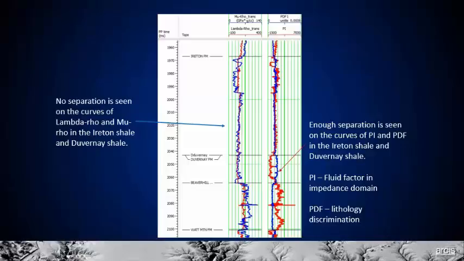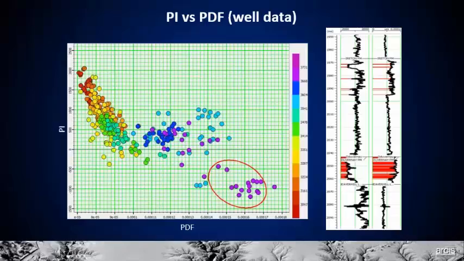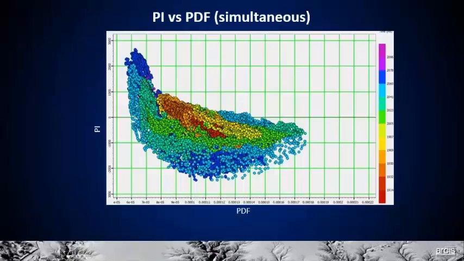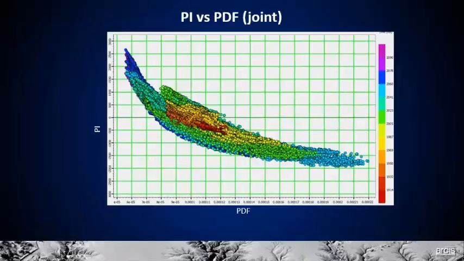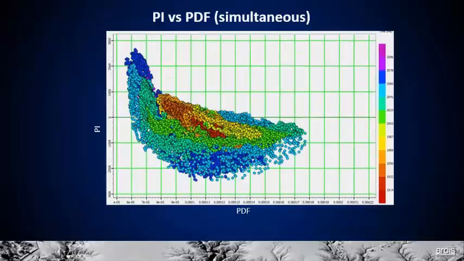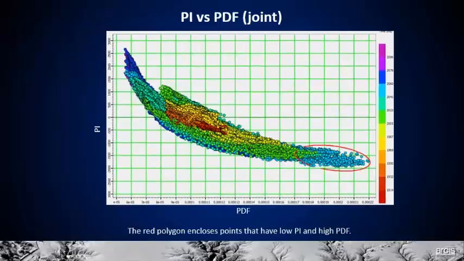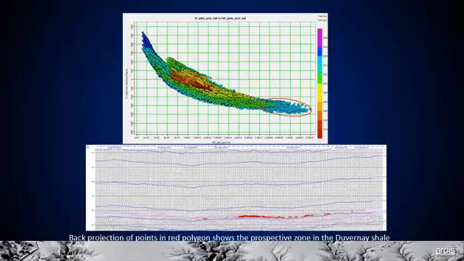So in that sense, we are putting it to this application where we have the PI and the PDF. On this cross plot, this is the high PDF, which should result in a better lithology, and that is coming from the Duvernay interval. Similarly, on the real data, simultaneous inversion, PI and PDF, this is the kind of cluster we are getting. From joint inversion, you look at how the trend changes. From here we come here, then pick up this one and backtrack it. This is coming exactly from the Duvernay interval.